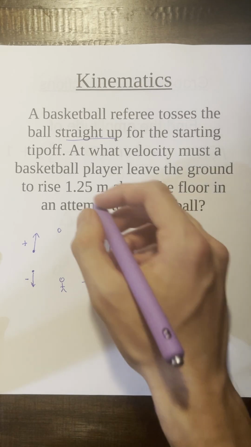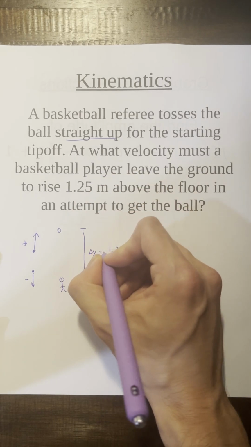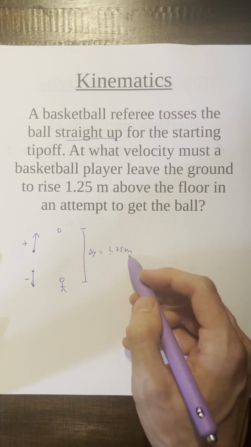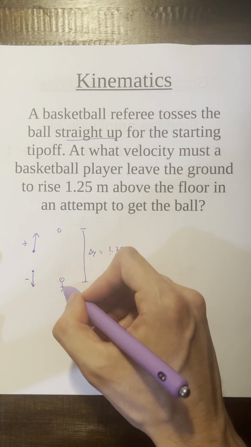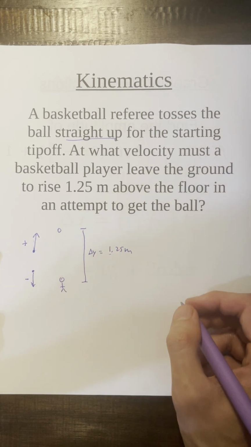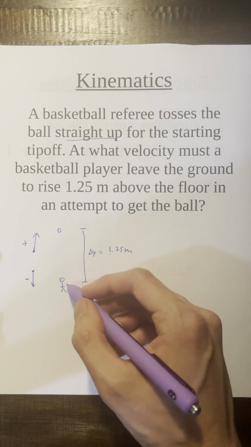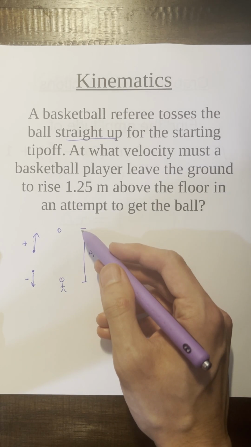Okay, so right off the bat, we can say that delta y is equal to, well, should it be positive 1.25 meters or negative 1.25 meters? So we're jumping in this direction, so it should be positive 1.25 meters. But yeah, this is the displacement. This is how high we need to jump.